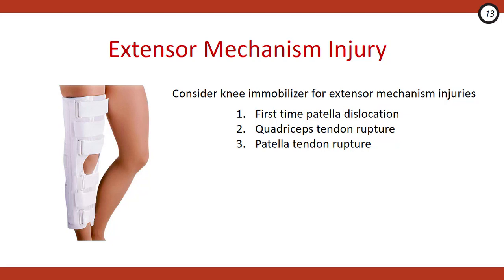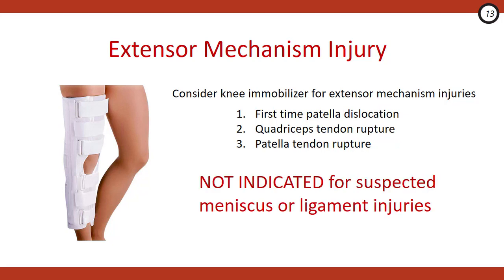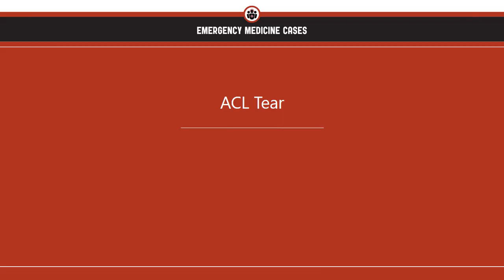Now, with that being said, knee immobilizers are not indicated for suspected meniscus and ligament injuries. Immobilizers haven't been shown to aid in the healing process, they increase the rate of falls in older patients, and they're likely going to lead to muscular atrophy and decrease the range of motion in our patients. So try to minimize that reflex to just reach for a knee immobilizer in every patient with a knee injury. Think of the indications that we've got up here on the screen and try to be diligent in your use of them. The last occult injury we're going to cover is the ACL tear.